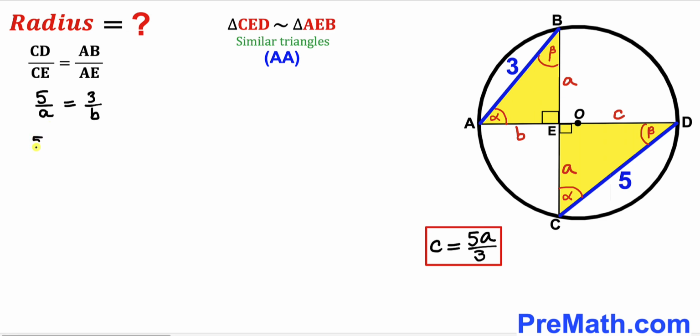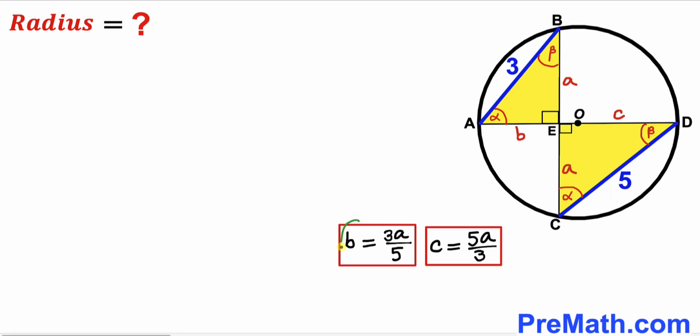So therefore we can write 5 times b equal to 3 times lowercase a. Let's divide both sides by 5 to isolate b. So our lowercase b turns out to be equal to 3 times a divided by 5. So I'm going to replace this lowercase b value with 3 times a divided by 5. And likewise I have replaced this c by 5 times a divided by 3, as you can see over here.